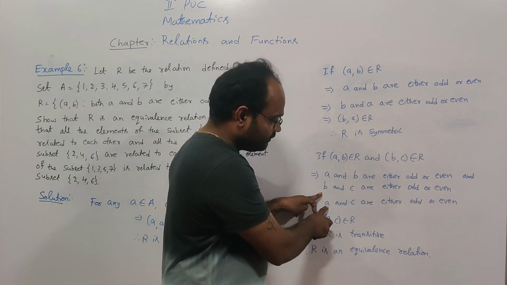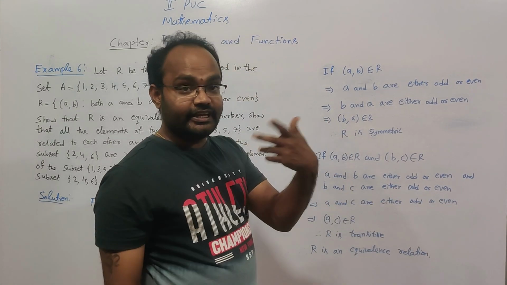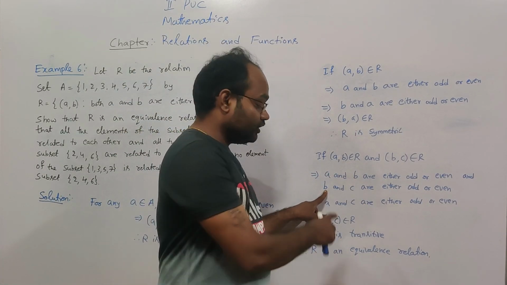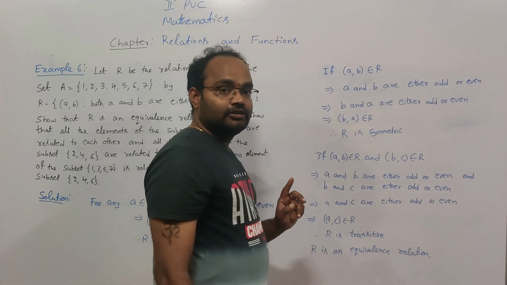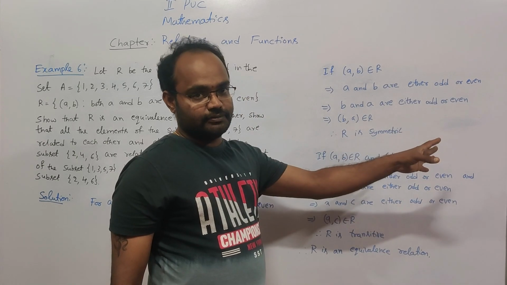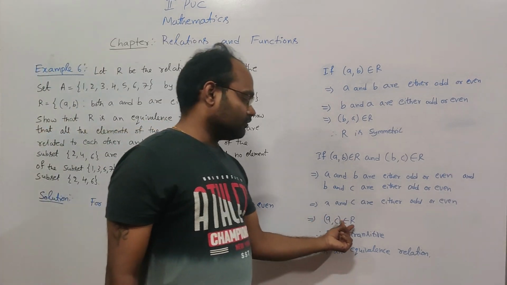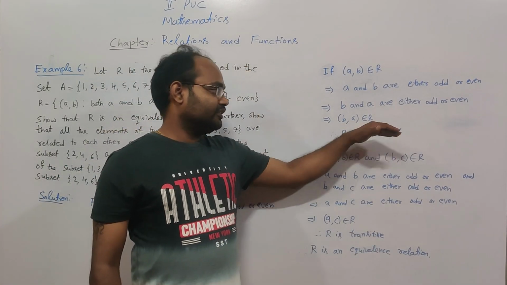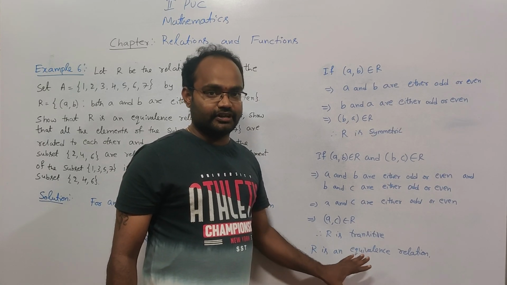So either A will be even, B even and C even. Suppose instead A and B are both odd. Then B is odd, so C must also be odd. So A and C will both be odd. So in both cases, A and C are either both even or both odd. So it also satisfies the condition of the given relation. So (A, C) belongs to R, and R is a transitive relation. It is also reflexive and symmetric. Therefore, it is an equivalence relation.